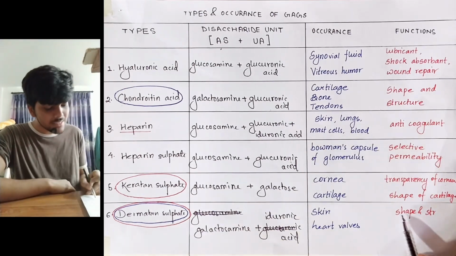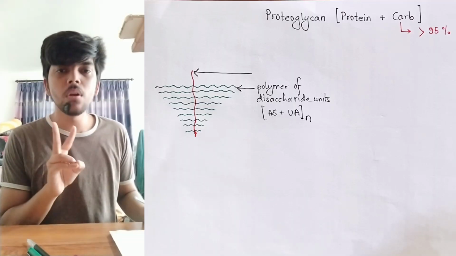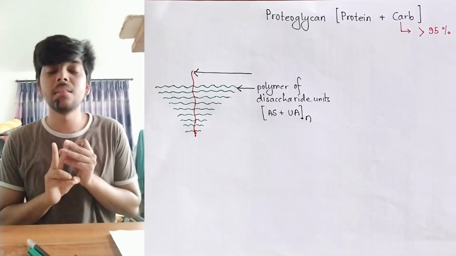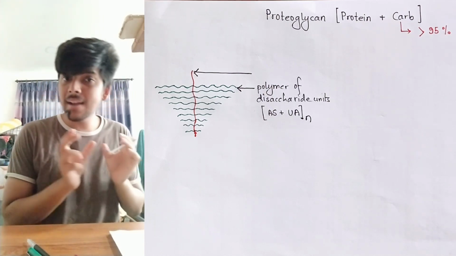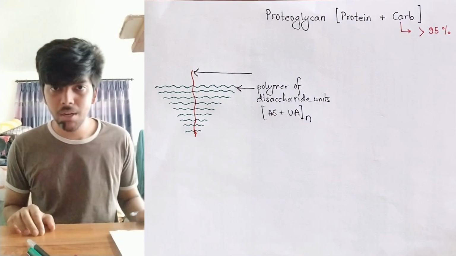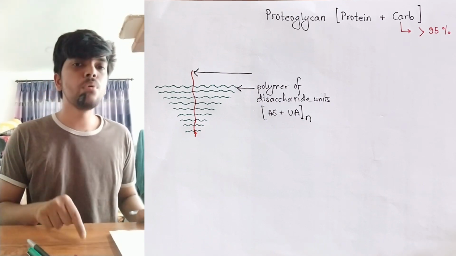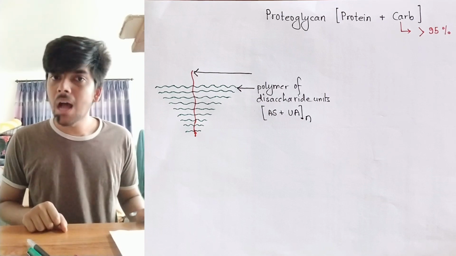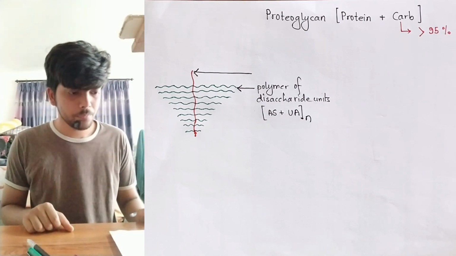Dermatan sulfate provides shape and structure to your skin as well as heart valves. There are two terminologies that you need to know. One is proteoglycan and the other is glycoprotein. Both proteoglycan and glycoprotein contain protein plus carbohydrate. However, the difference lies in the composition. That is, proteoglycan contains majority carbohydrate. However, glycoprotein contains majority protein.